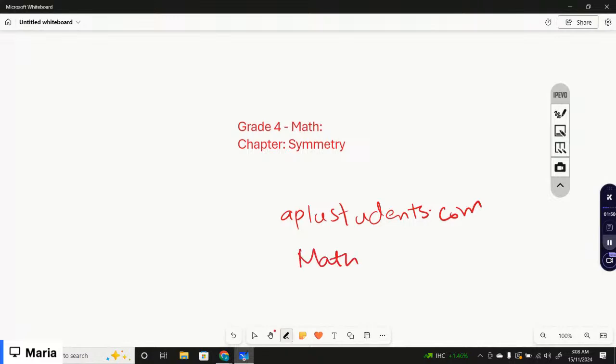Scroll down to grade 4 math and then click on view all lessons. There you can find a list of the chapters. We're going to start with the chapter symmetry. So please make sure you have your notebook and pencil so that you can note down the important examples and definitions as well.